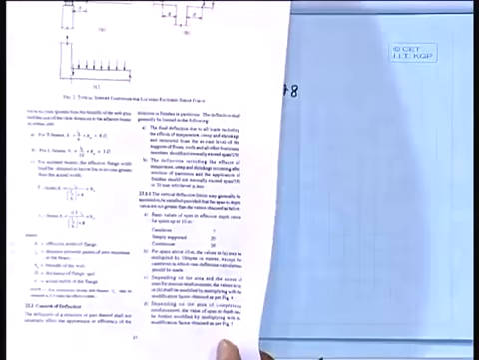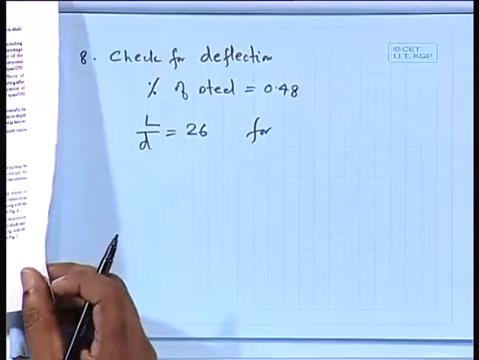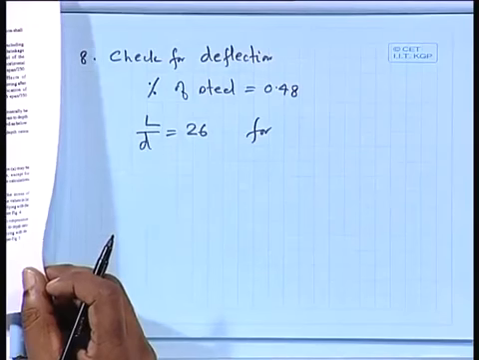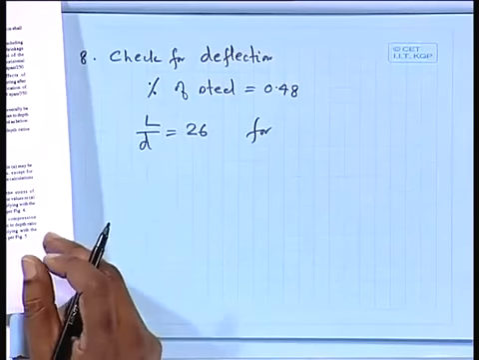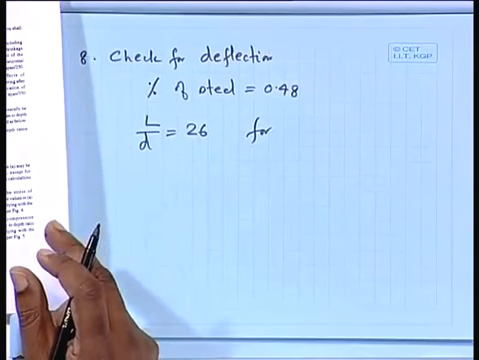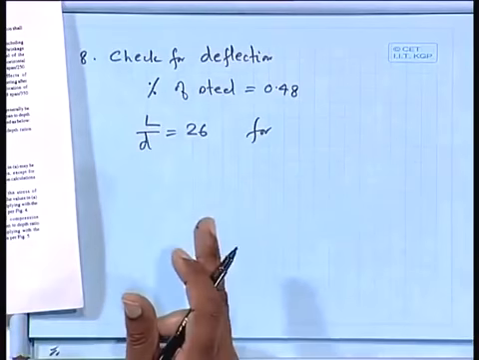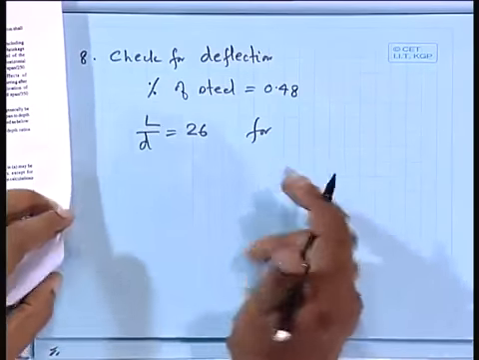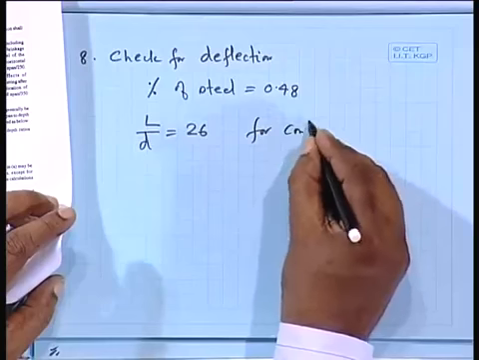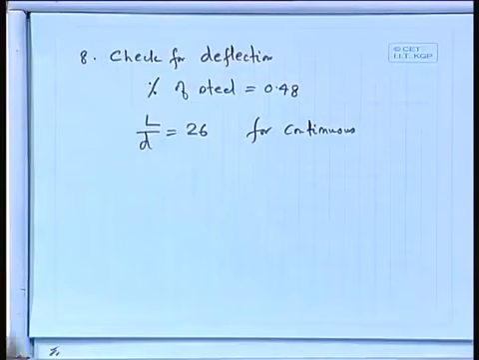That one you will get in clause 23.2.1, where it is given that basic values of span to effective depth ratios for spans up to 10 meter are: cantilever 7, simply supported 20 and continuous 26. We are taking continuous here, we have not taken WL square by 8, so we will write it as 26 for continuous.